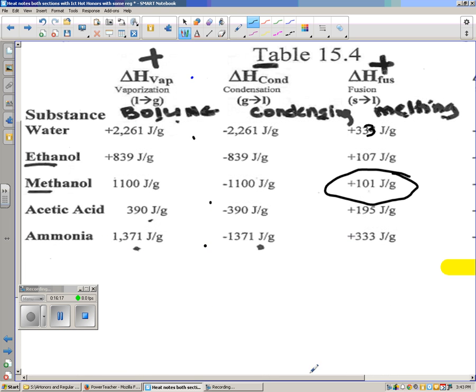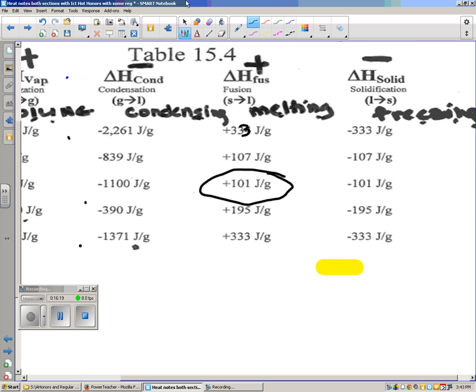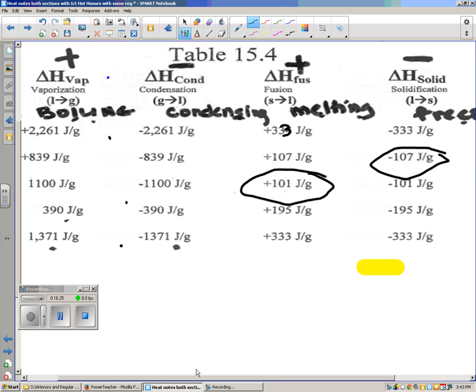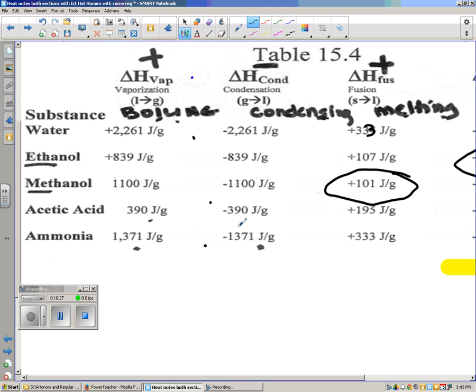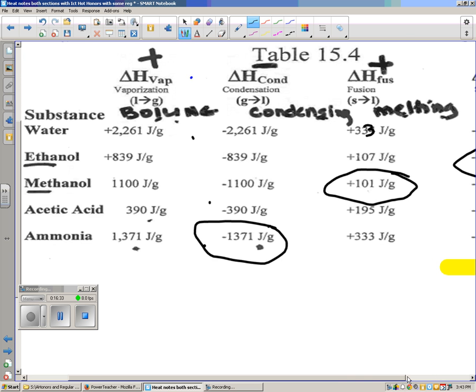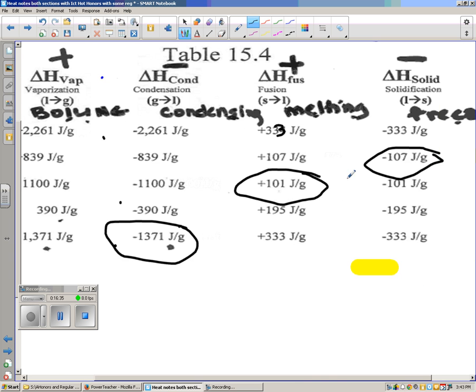Ethanol is going to be freezing. So you're going to use this one for ethanol freezing and ammonia condensing, which is going to be this value here. And notice this one's negative, this one's positive, this one's negative, so you have to follow up with that, and those energies should be negative as well.